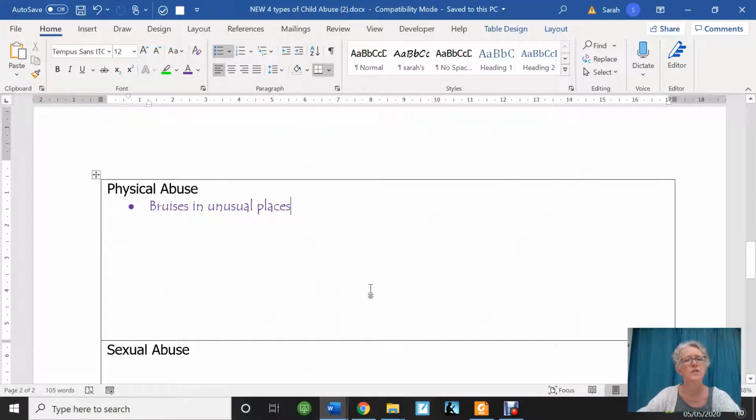Let's scroll down. So I've done one for you here. I've started physical abuse with a bullet point, and I've said a symptom to look out for, a sign, is bruises in unusual places. We know where children should have bruises. They should have bruises on their knees, maybe on their elbows, quite often on their forehead. Where they shouldn't have bruises is on their arm, on their back, on their belly. Those are very difficult places for a child to bruise by falling over or rough and tumble sort of play.